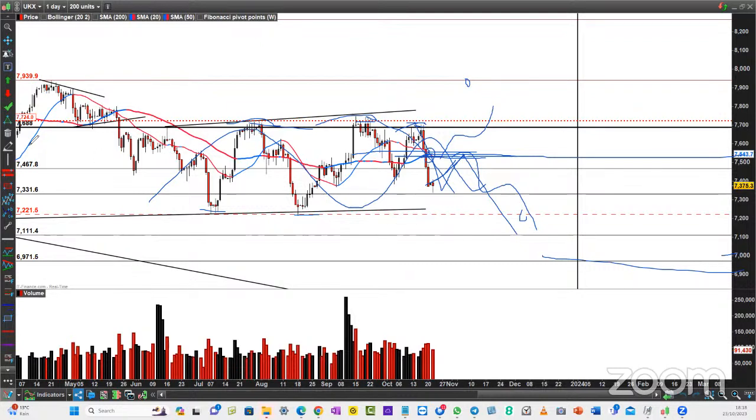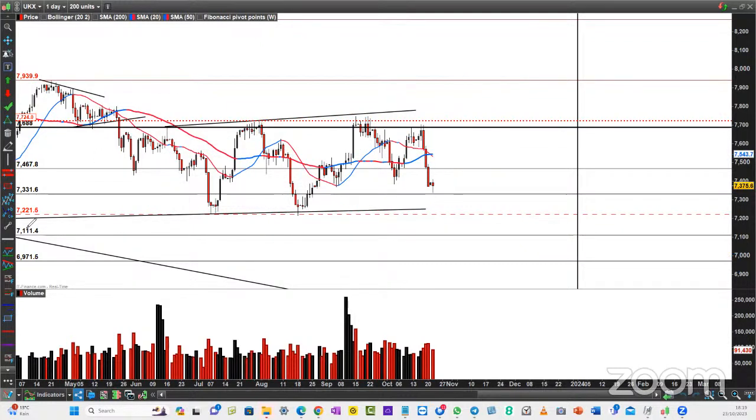So let me just clear this up. So I'm looking for this to ping back. So you've got a directional move here, ping back into these averages, and then leg down further into 7,200 and 7,000.